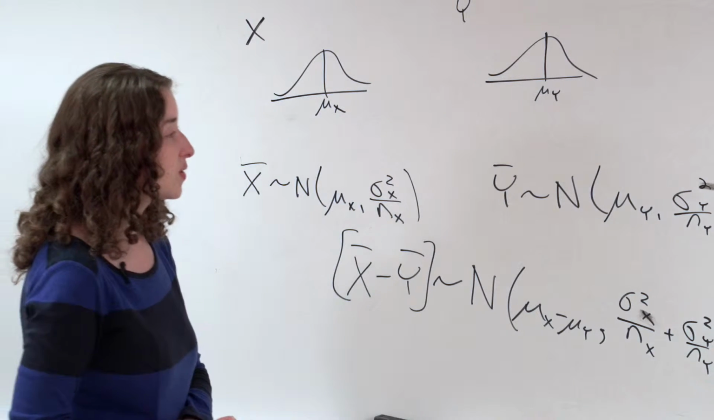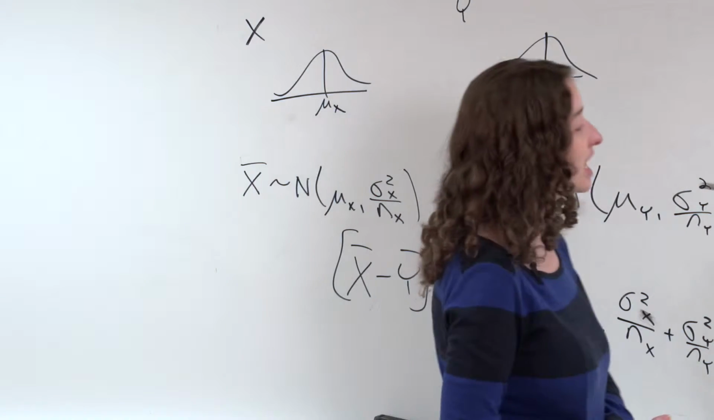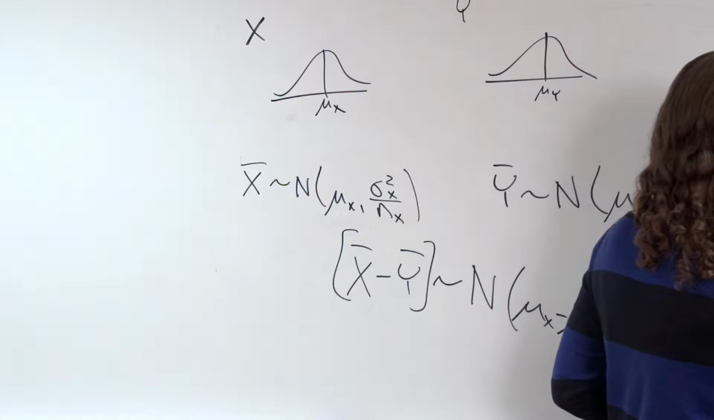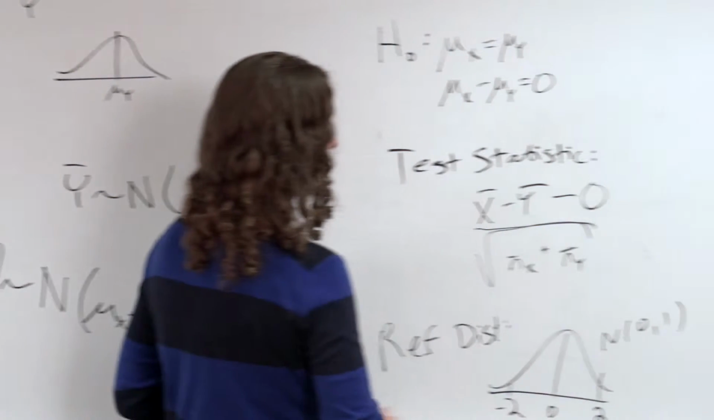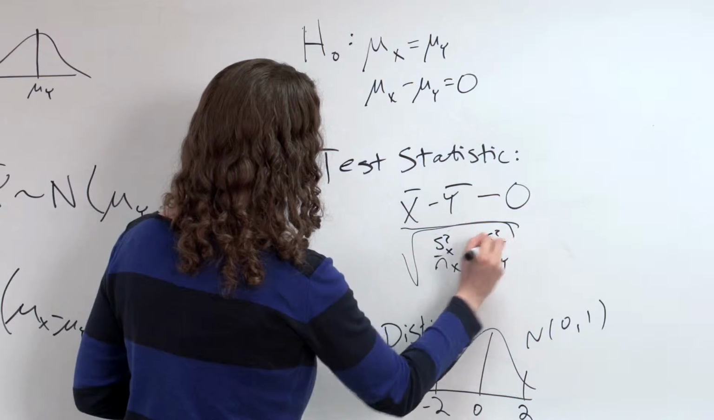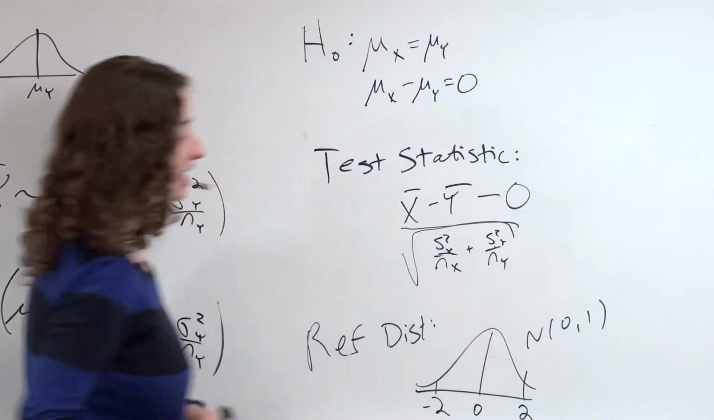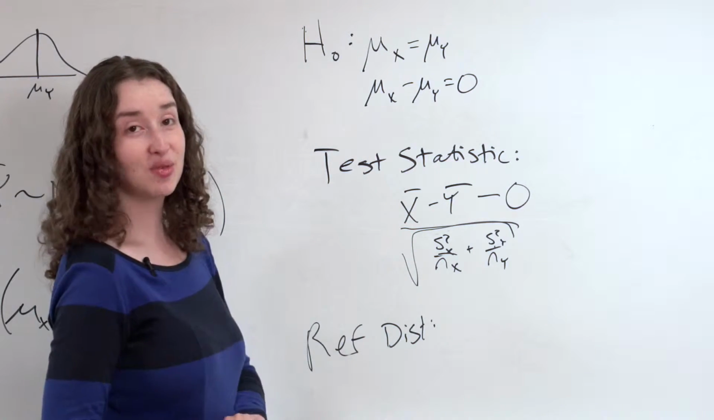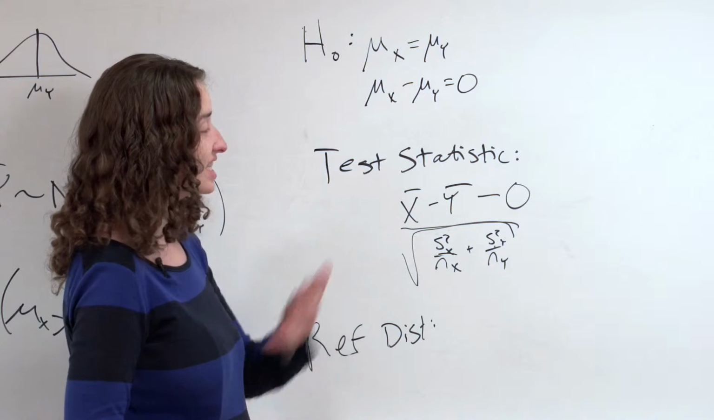Okay, so let me slightly change what I have here. I'm going to change what I have here only very slightly. Instead of sigma squared x and sigma squared y, I'm going to write s squared x and s squared y, where those are the two sample variances that I can calculate using my data. What is the reference distribution for this statistic, this t-statistic?